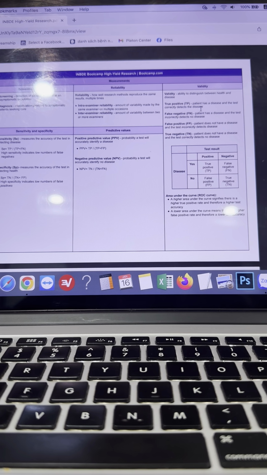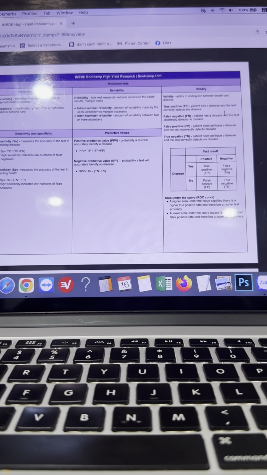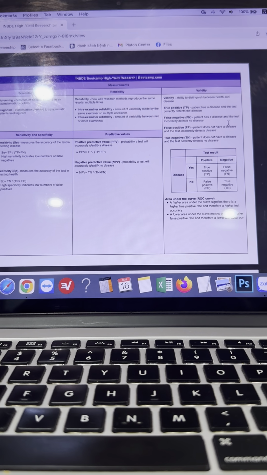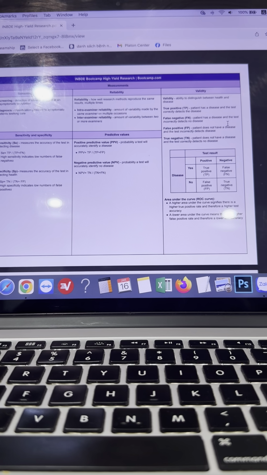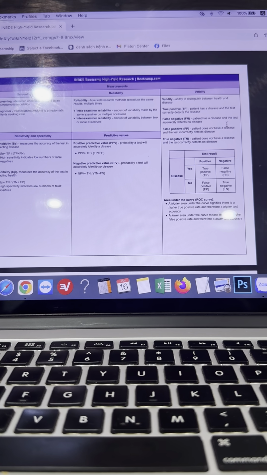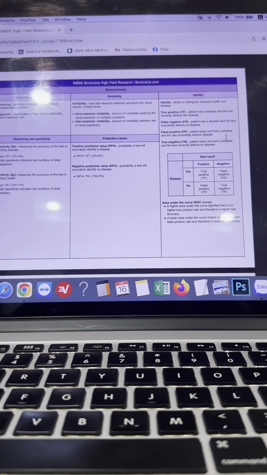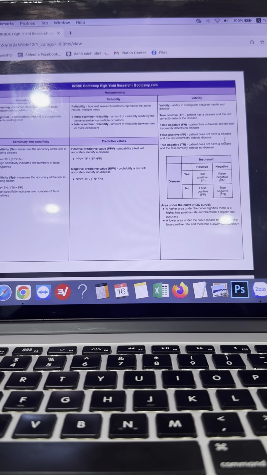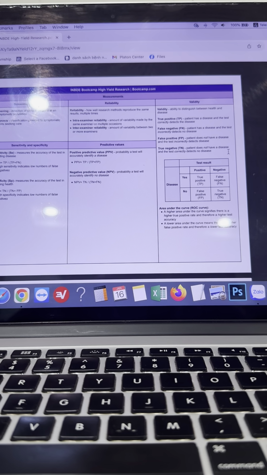True positive: the patient has a disease and the test correctly detects the disease. False negative: the patient has a disease and the test incorrectly detects no disease. False positive: the patient does not have a disease and the test incorrectly detects disease. True negative: the patient does not have a disease and the test correctly detects no disease.